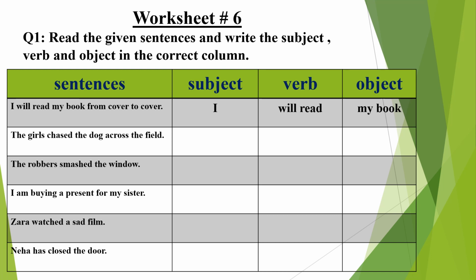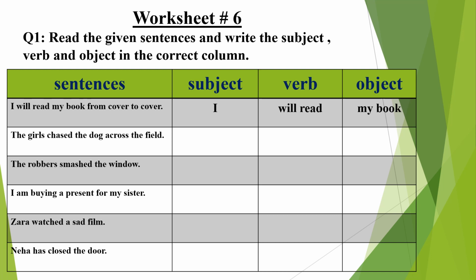Here, some sentences are written on left hand side. We just need to find out the subject, verb and object and write it down in the spaces given. Let's look at the first example. I will read my book from cover to cover. In this sentence, I is a subject, will read is a verb, and my book is an object.